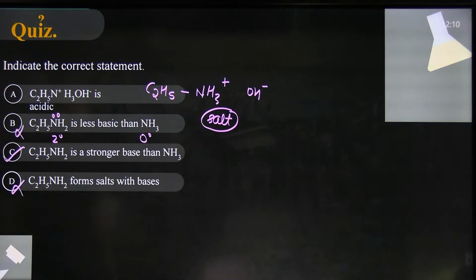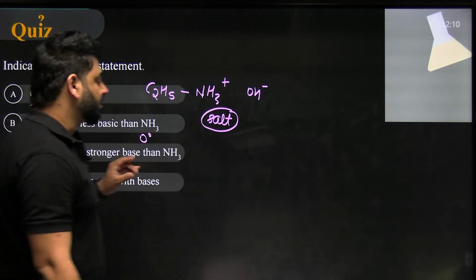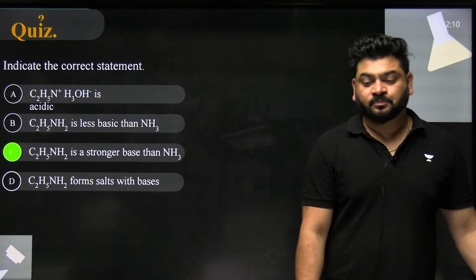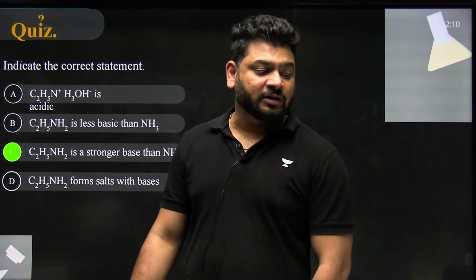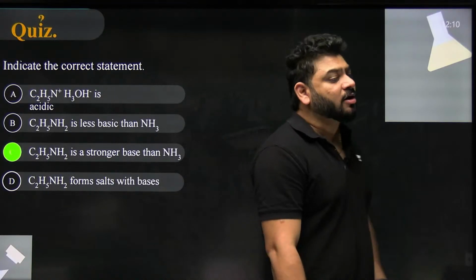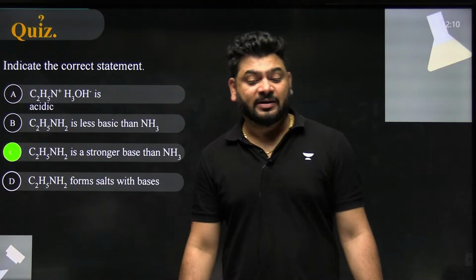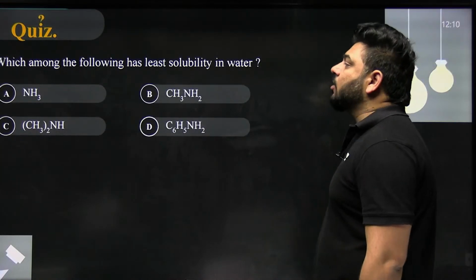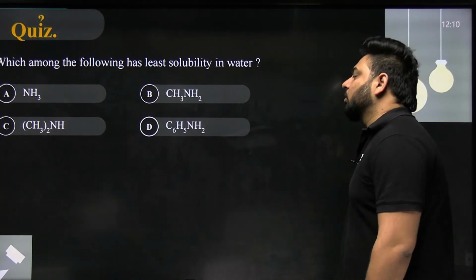And now coming to this part, C could be the correct answer. Let me check if it is. So you remember 2 degree, 3 degree, 1 degree order. So we observed that 0 degree or ammonia is always less basic than all 1 degree, 2 degree and 3 degree. Then we have: which among the following has the least solubility in water?